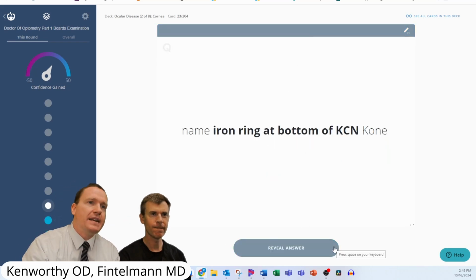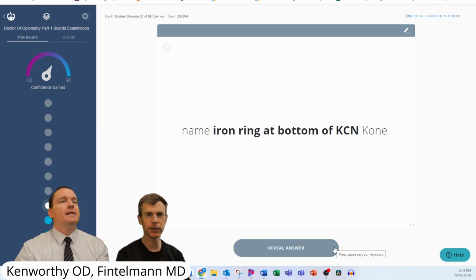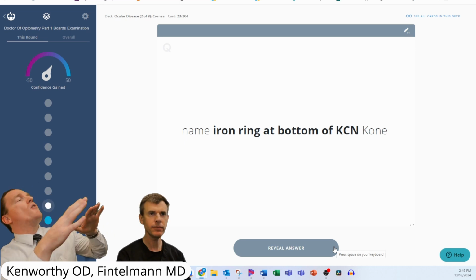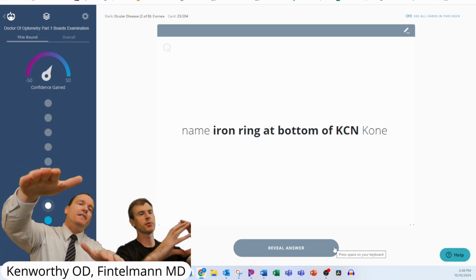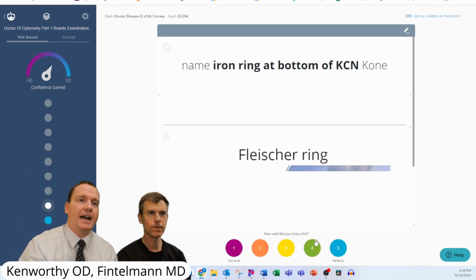We have to just move on. Name the iron ring. There you go. We already said it. But how could a ring be at the bottom of something? Oh, okay, they're looking at the profile this way for this. We got it. Fleischer ring.